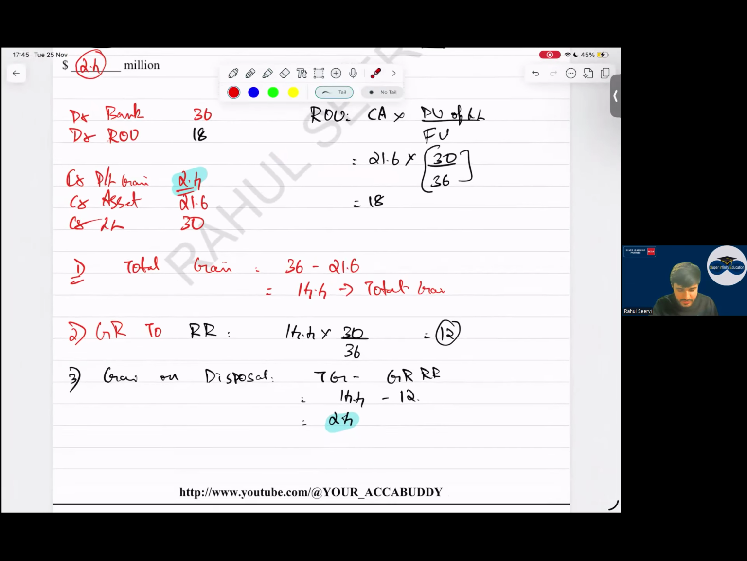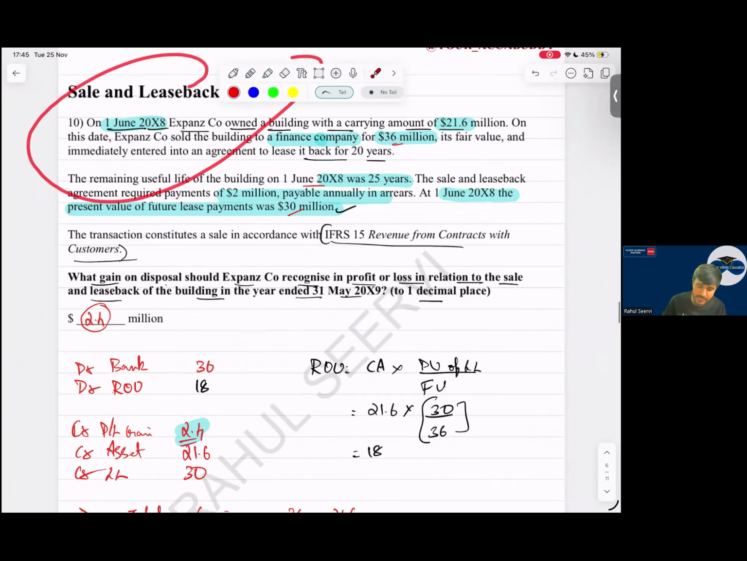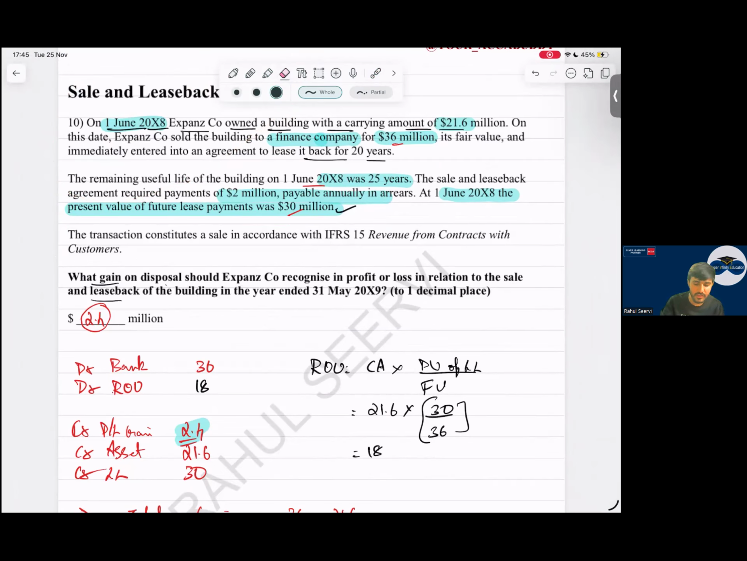So with this, a very easy question regarding sale and leaseback. See, whenever the examiner wants to test this IFRS 16 sale and leaseback, they will give the gain or loss. They will not say that IFRS 15 was not satisfied. In MCQ, they can give theory MCQs. So with this, the 10th question is also done. A very easy, simple question.